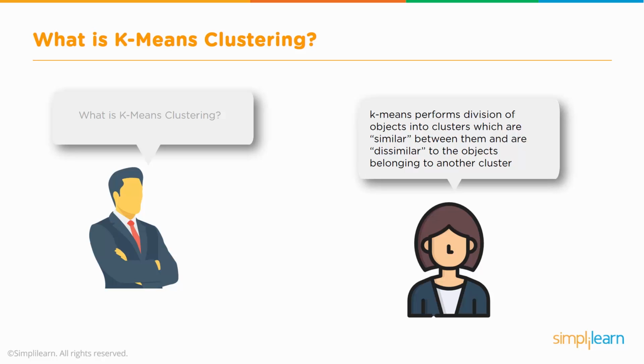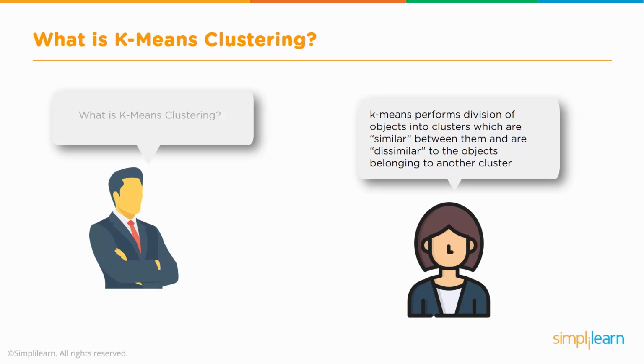So what is K-means clustering? K-means clustering is an unsupervised learning algorithm. In this case, you don't have labeled data, unlike in supervised learning. So you have a set of data and you want to group them. And as the name suggests, you want to put them into clusters, which means objects that are similar in nature, similar in characteristics, need to be put together. So that's what K-means clustering is all about.